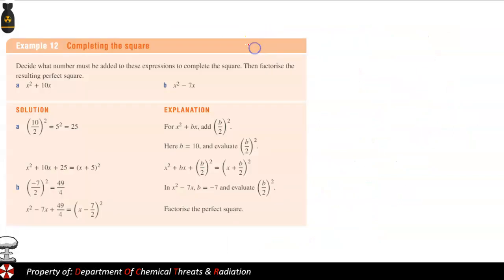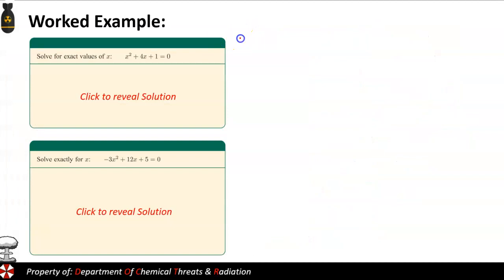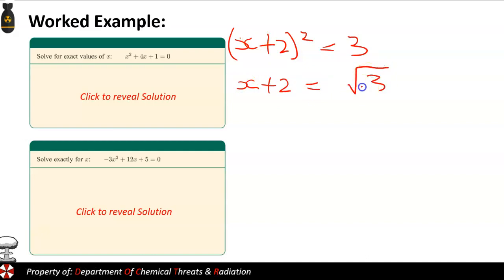Let's look at that. x plus 2 all squared equals 3. We take the square root of both sides. So x plus 2 equals square root 3. And the trick here, this is sort of a little bit new for us, it's not just square root 3. We actually have to write plus or minus the square root of 3.